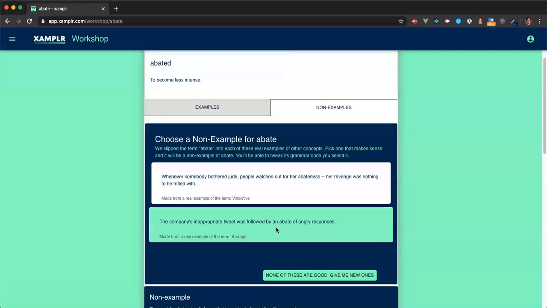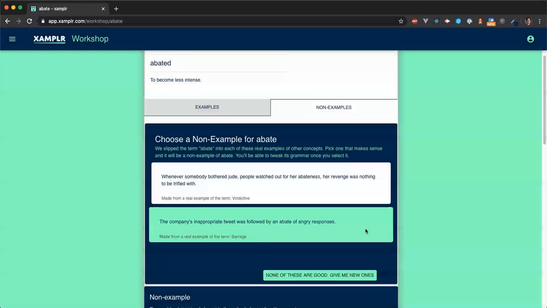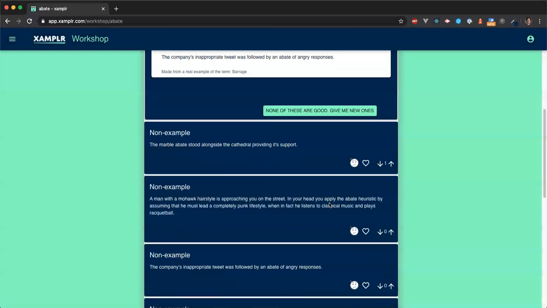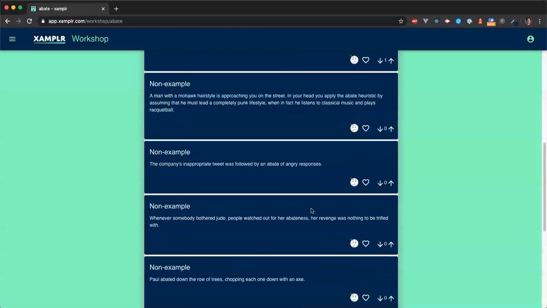Another thing we can do is fix the grammar. If we were to click on this and choose it, we could go in and we could fix the grammar of it. I don't know if we really need that dash dash. Maybe it should be a comma. We'll hit submit and boom, that just was added to this list of non-examples.